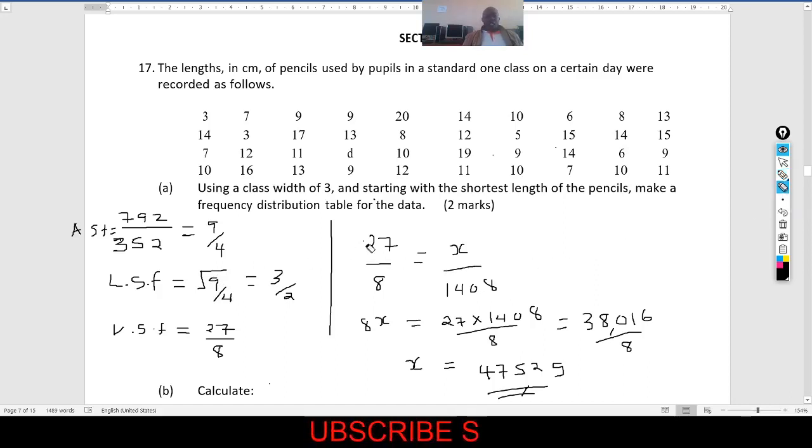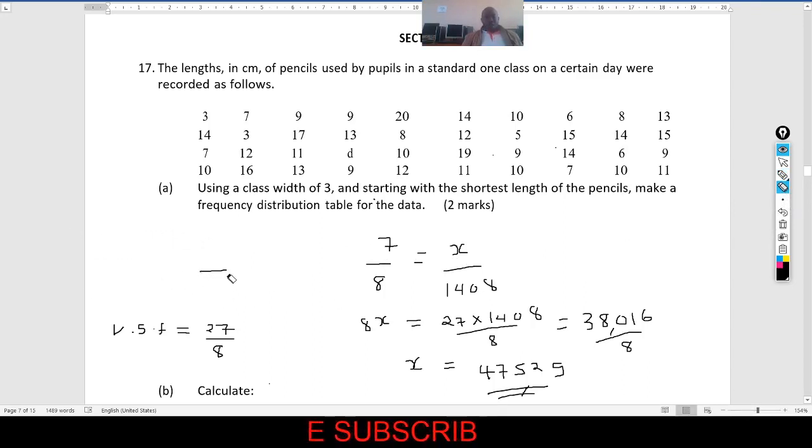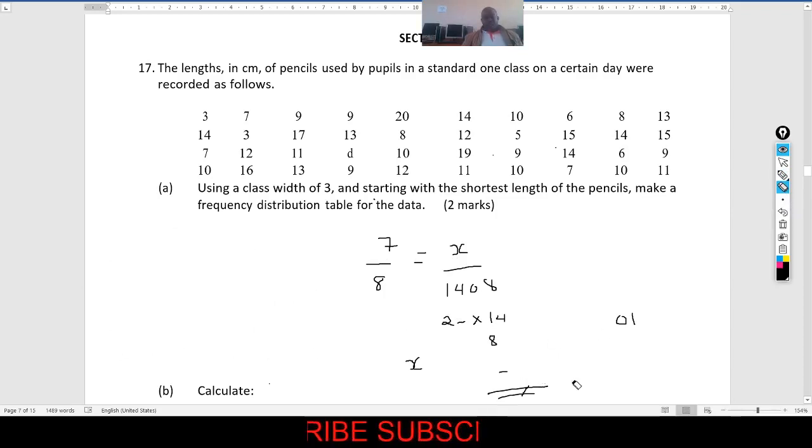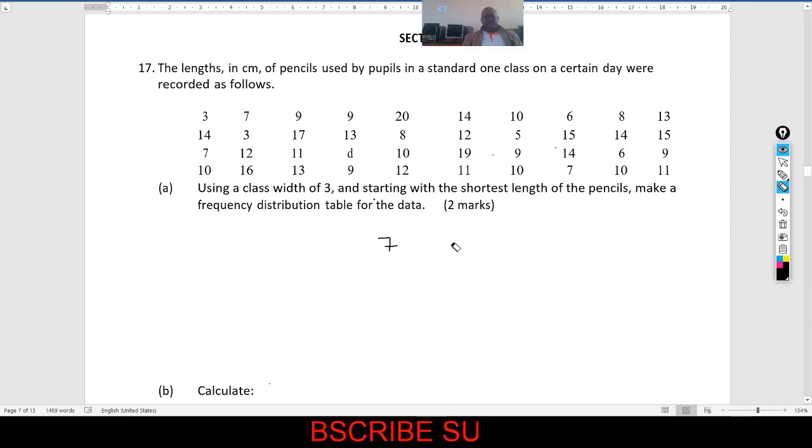Now, we proceed to the work of the day, that is section B. I start with question number 17. If you are given a question like this one, whereby you are given the lengths in centimeters of pencils, and then in a class on a certain day, they were recorded as 3, 7, 9, all these.